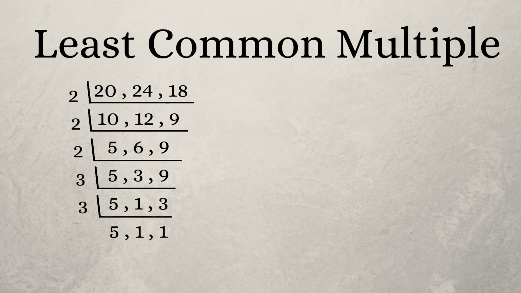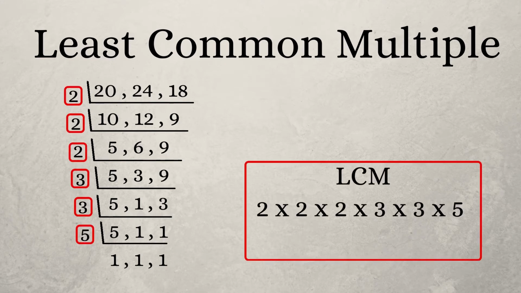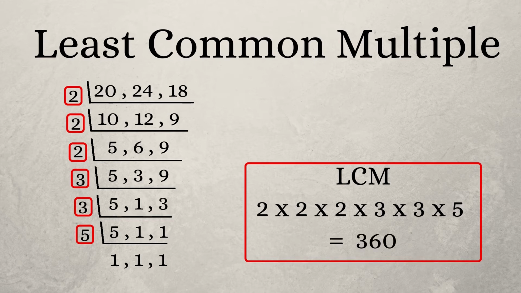Our last step is to divide by 5 to get a result of all ones. Then we pick all the numbers on the left, find the product and thus you get the LCM. In this case, it is 360. Hope you understood how to find the LCM of two or more numbers.